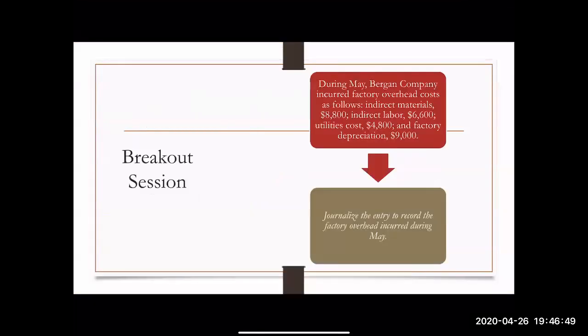So in this one, let's go through this particular session. Maybe you guys take a second, read through this problem, and then we will pick up in a second on how to put this journal entry together. So pause it, read it, and then we'll go through it together.